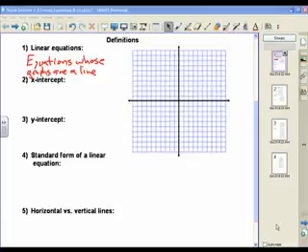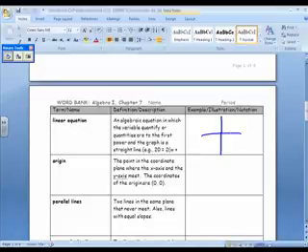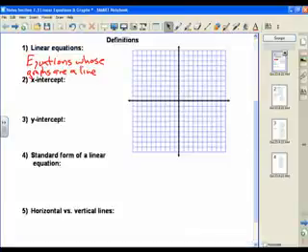So, the idea here on your word bank, a linear equation, in other words, if we had a graph like this, we were talking about a straight line. A straight line on a line. Linear equations refer to straight lines.